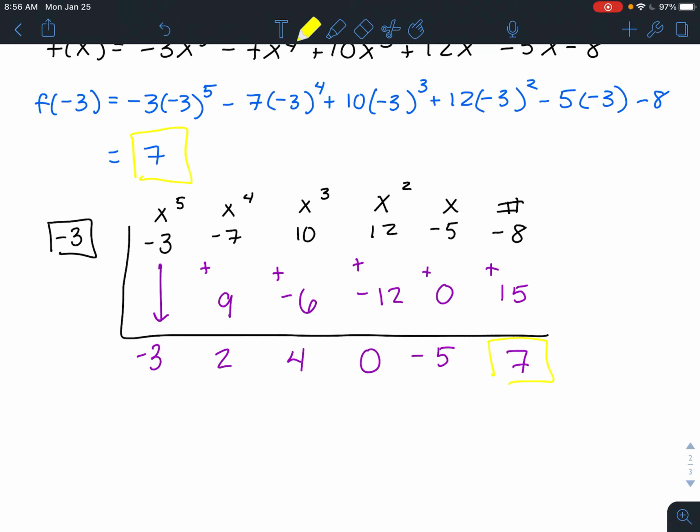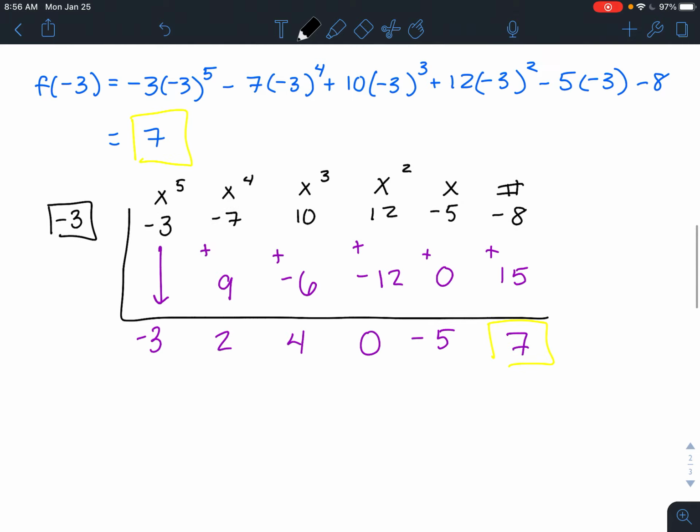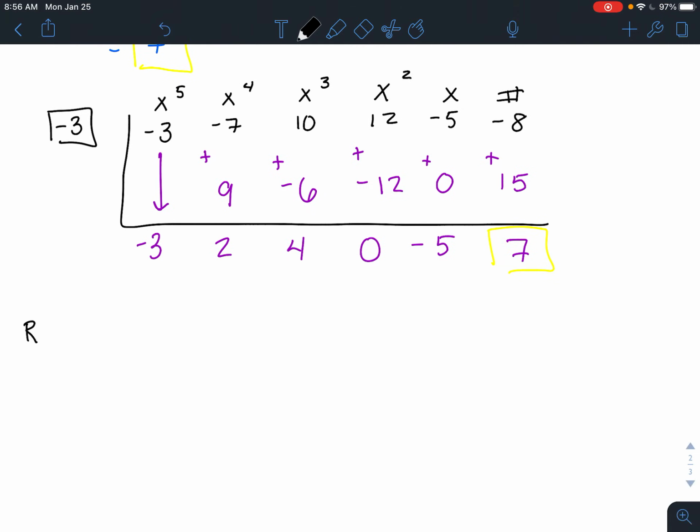So this is actually something that always holds true. So function evaluation can take a long time, you can make a lot of mistakes, and if you don't have a calculator, figuring out all of those exponents is really hard because you're going to be dealing with a lot of really big numbers. So what we've actually been doing with this synthetic division is something called the remainder theorem.